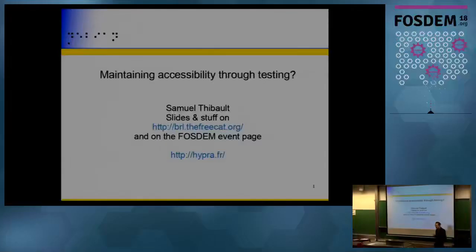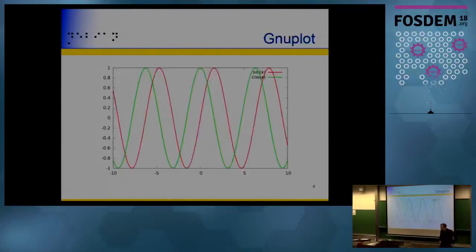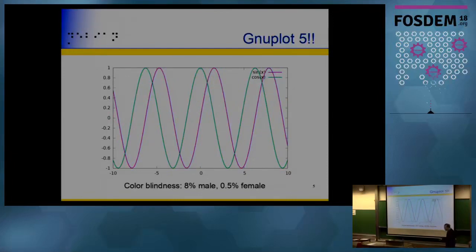Okay, so good afternoon. This is actually the continuation of the previous talk about maintaining accessibility in the long run through testing. Just to make a quick point, what do you think is the accessibility problem of this? What is the problem with GNU plot 4? The colors. Red and green is the worst choice of colors, because a lot of people can't distinguish them. Around 8% of male people cannot distinguish between the two, or at least have problems. And with GNU plot 5 they improved this.